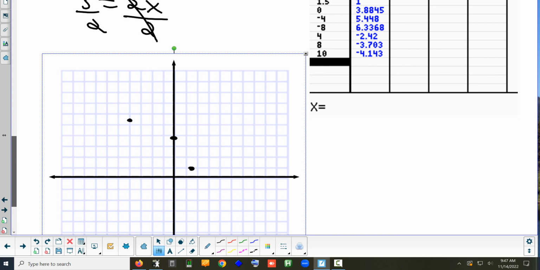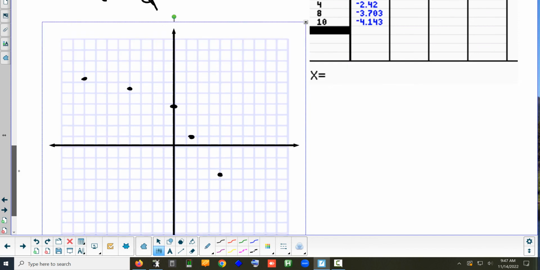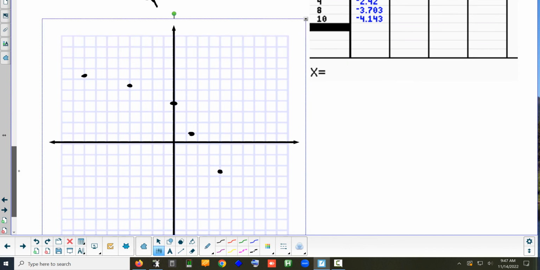Now let's do the other side. 4, negative 2.5 roughly. 8, negative 3.7. And 10, a little more than negative 4. Yeah, that's pretty good. And there's my curve for my cubic. That's how you sketch a root.